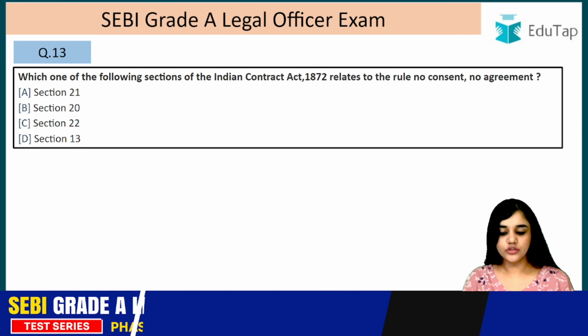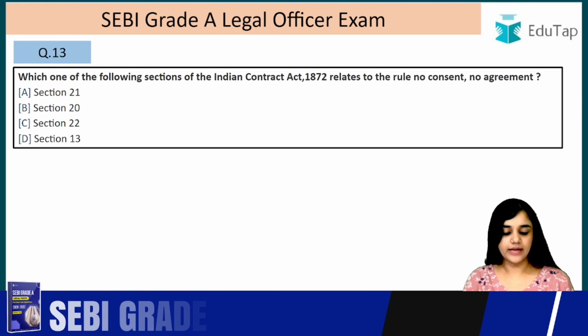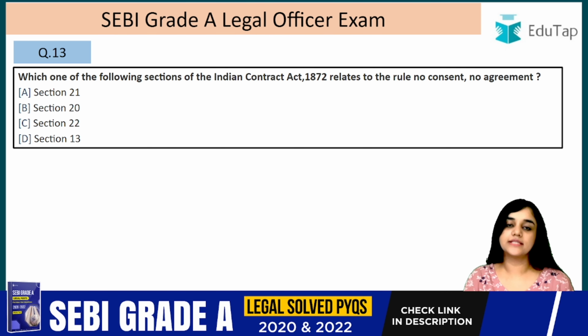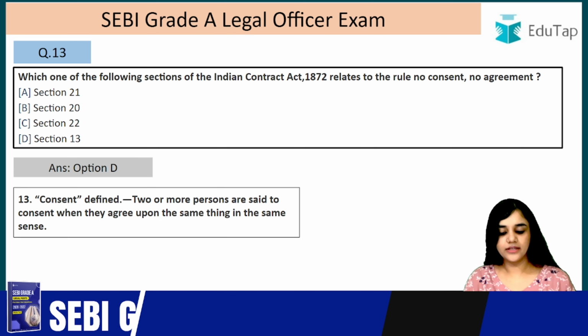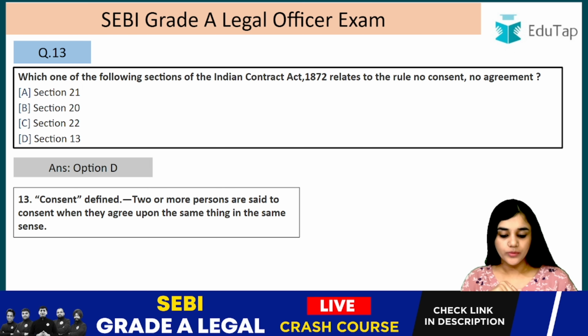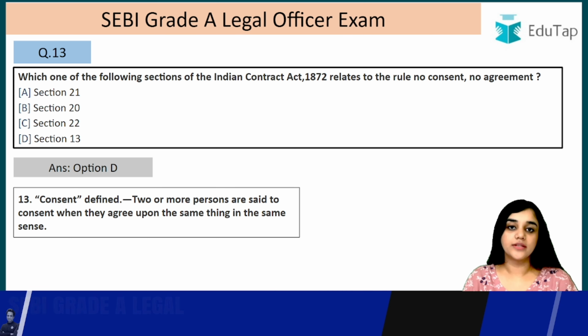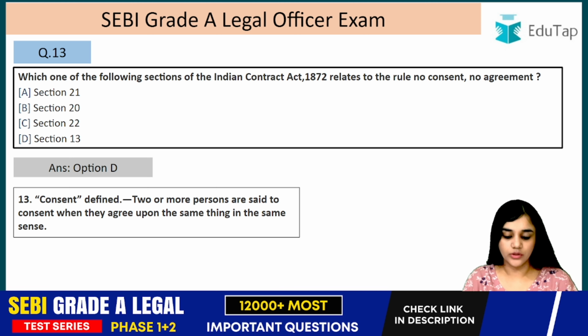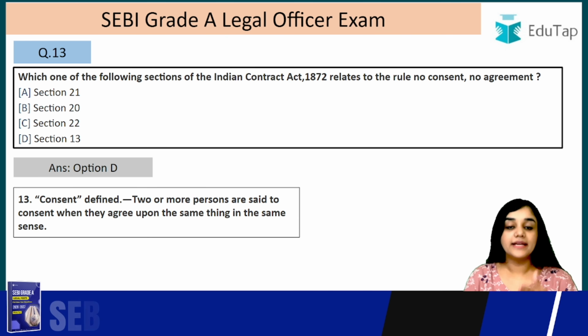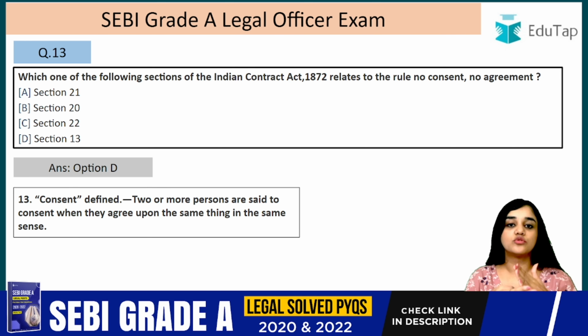Question number 13. Which one of the following sections of the Indian Contract Act relates to the rule no consent, no agreement? So the answer here is option D, that is section 13, right? So section 13 defines that two or more persons are said to consent when they agree upon the same thing and in the same sense. I've told you acceptance is unqualified, it is absolute, right? So this means that they have to agree upon the same thing and they have to agree in the same sense.